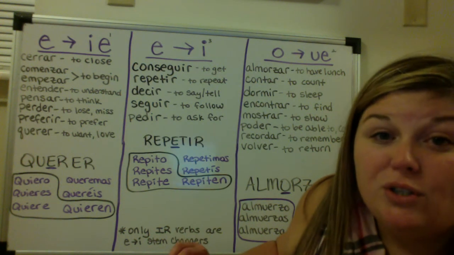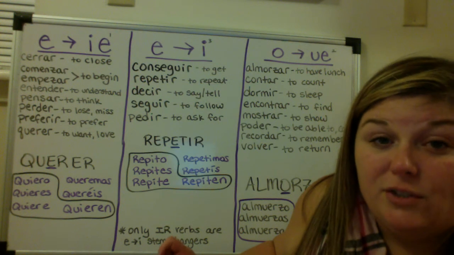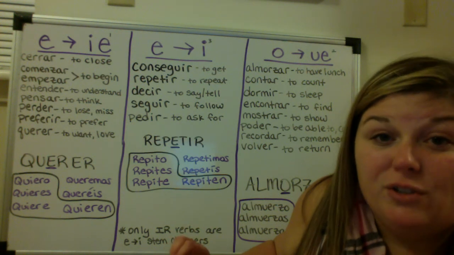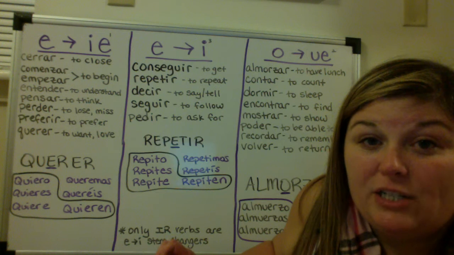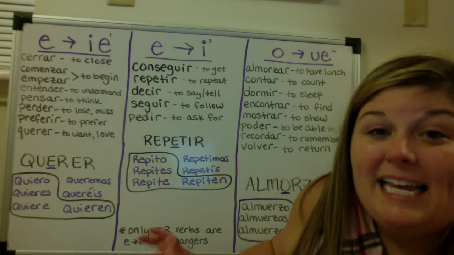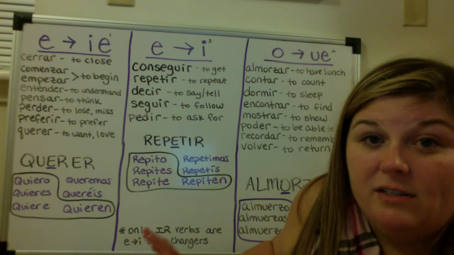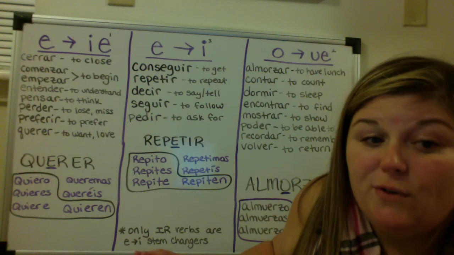The nosotros form and the vosotros form used in Spain will never stem change. And the reason is because the stress doesn't fall on the stem vowel in these conjugations. So you'll never stem change in the nosotros or the vosotros forms.